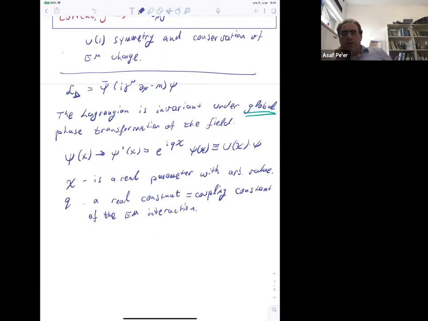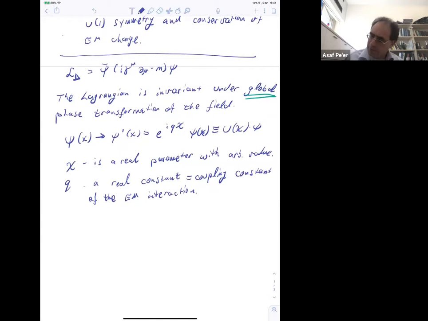Now I said that the Lagrangian is symmetric under this global transformation. So let's show that. So L Dirac, symmetry of the Lagrangian.